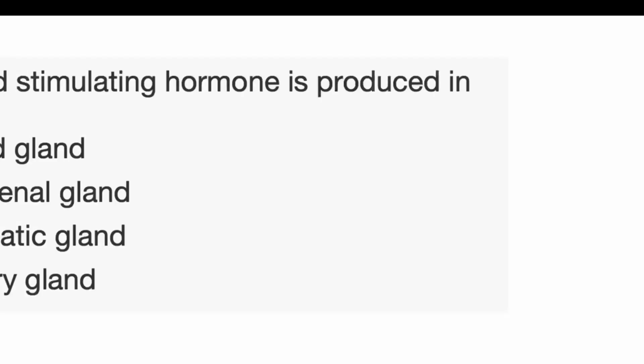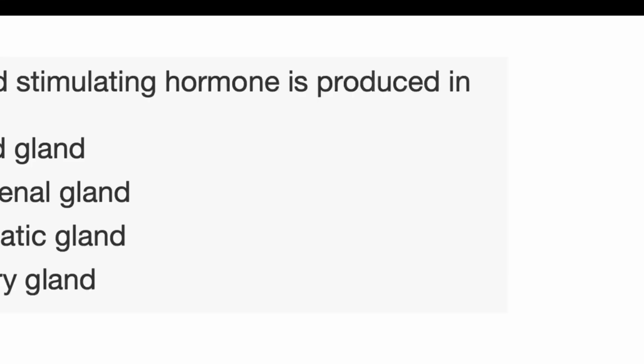The thyroid stimulating hormone is produced in dashed. Option A, thyroid gland. Option B, suprarenal gland. Option C, pancreatic gland. Option D, pituitary gland. This can be a tricky question for you guys, but I hope you will sail through it.